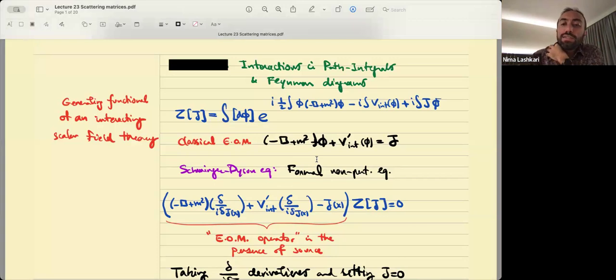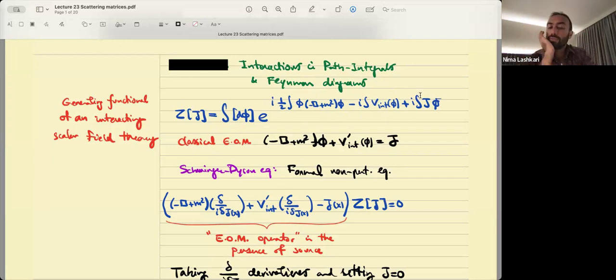We talked about interactions in path integrals and Feynman diagrams. We started with a generating functional of an interacting theory, for example, scalar field theory. There's a path integral over the field phi, and this is the kinetic part, the free part of the theory, and then this is the interaction part of the theory. I've only taken it to be a function of phi and not pi or time derivatives of phi, because otherwise the path integral in phase space would not be justified.